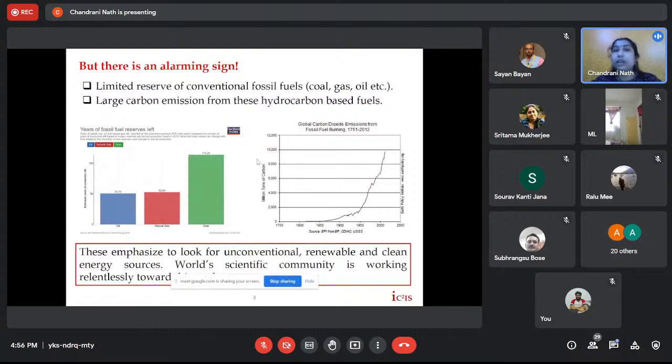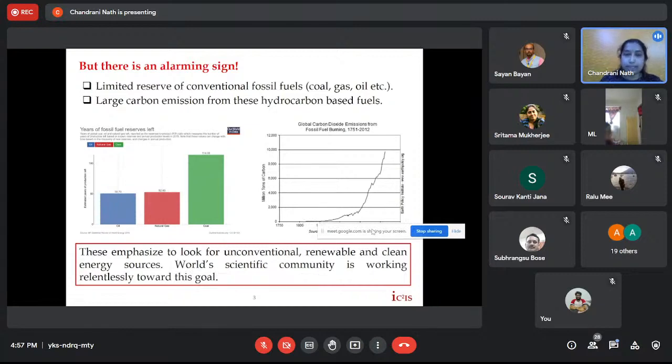Another most alarming concern is the large carbon emission that comes from burning these hydrocarbon fuels. As you can see from this curve, there is an exponential rise in carbon emission, and by 2050, this will reach close to 12,000 million tons. So having a huge impact on our environment. So what does it emphasize then? This study data emphasizes that we look for some unconventional and renewable energy sources that are clean and don't pollute our environment. So researchers worldwide are striving to achieve this goal.